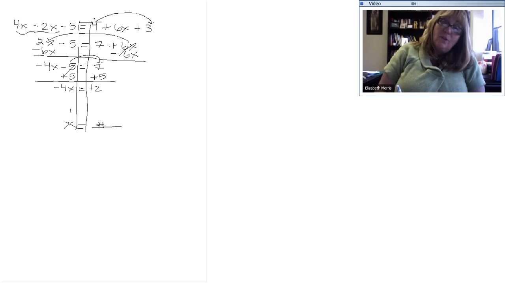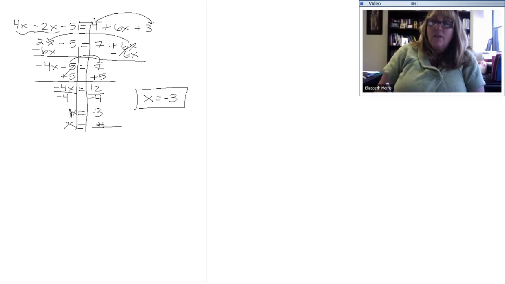Now, I still don't have just x equals, I have negative 4x equals. And that negative 4 sitting next to an x means it's being multiplied. So to get rid of it, I do the opposite operation. I divide. And I divide by the negative. I'm dividing by the same number so that I get, what's negative 4 divided by negative 4? 1x. And then whatever I do to one side, I do to the other. What's positive 12 divided by negative 4? Negative 3. So my answer is x is equal to negative 3.